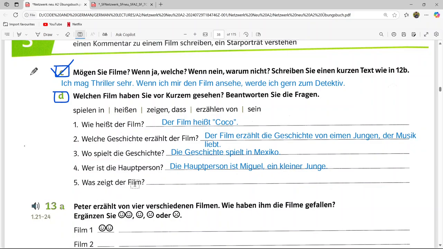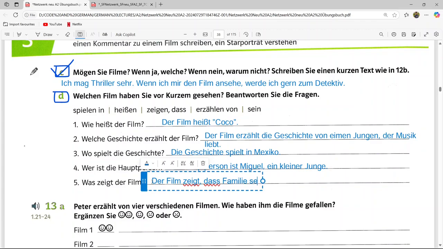Was zeigt der Film? So what is shown in the film? Der Film zeigt, dass Familie sehr wichtig ist. So that family is important. Okay, so this task is also done.